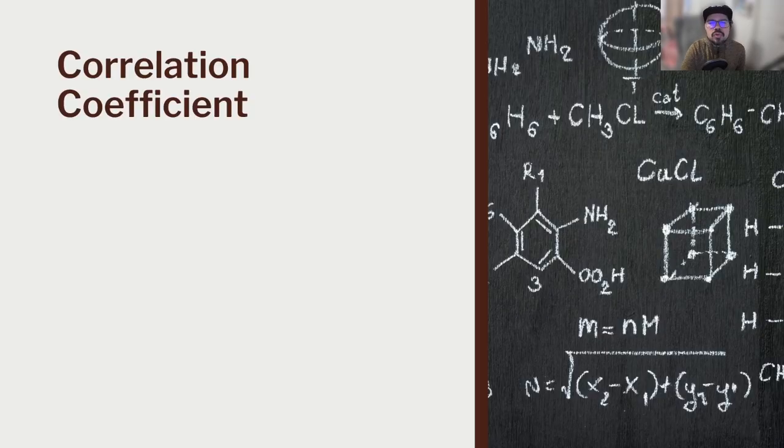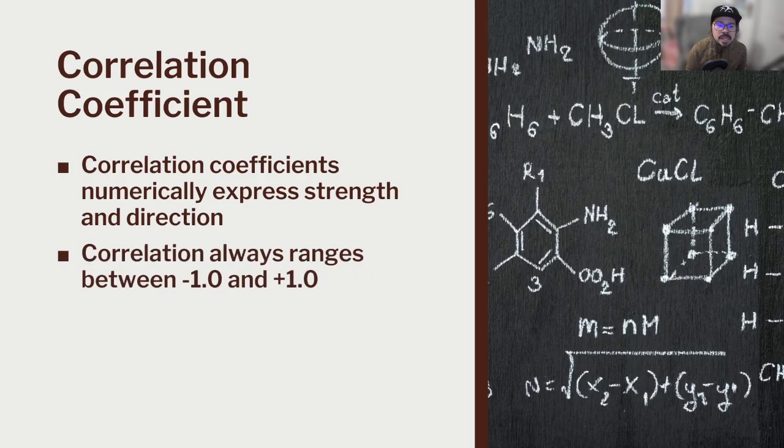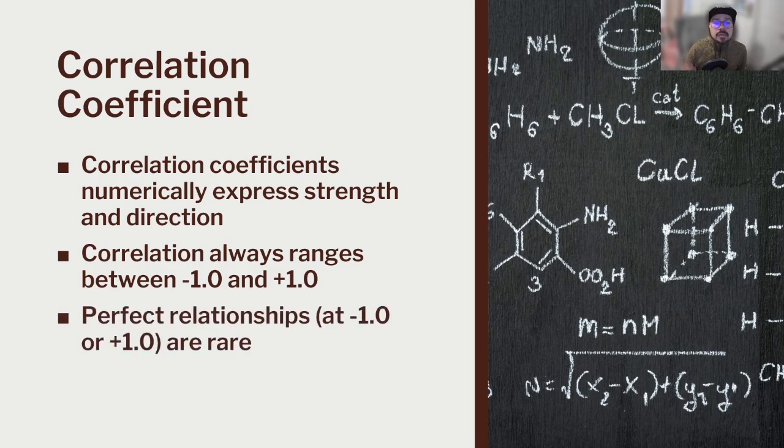Through this correlational test, we're going to be calculating what's called the correlation coefficient. The correlation coefficient numerically expresses strength and direction. We're going to get a little bit into depth on what strength and direction mean, but it describes what we saw on the previous slide regarding whether there is a relationship and how strong that relationship is. Correlation coefficients always range between -1 and +1. Perfect relationships at -1 and +1 are very, very rare.